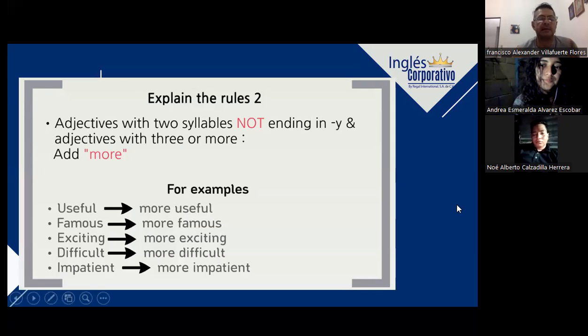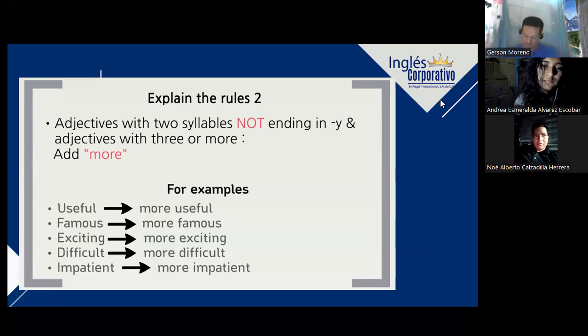The rule is this, say adjective with two syllables not ending in Y. O sea, que no terminen con una Y. Si terminan en Y, por lo general, cuando tienen más de dos sílabas, no terminan en Y. La mayoría, pues, no termina en Y. Por ejemplo, pretty, pues sabemos que pretty is prettier. Ahí vemos que termina en una Y, pero en este caso entra en la regla del ER.